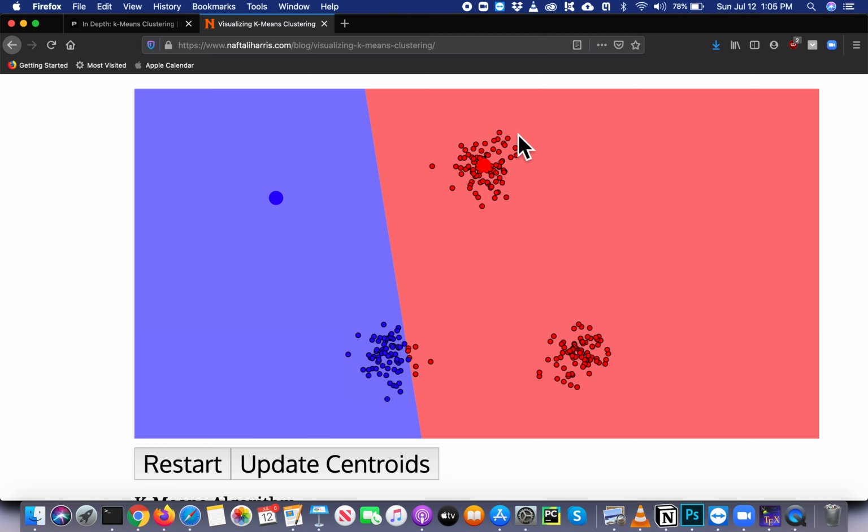The next step is then to look at all the points which are marked blue and find the centroid of this data, and then look at all the points which are marked red and find the centroid, and then just update the centroid to these. So we'd expect that blue comes somewhere around here and red would probably come somewhere around here because we have some red here and some red here. Let's see. Yeah, as we expected.